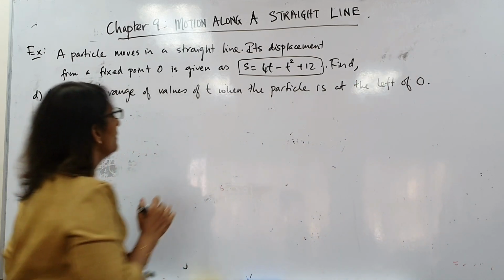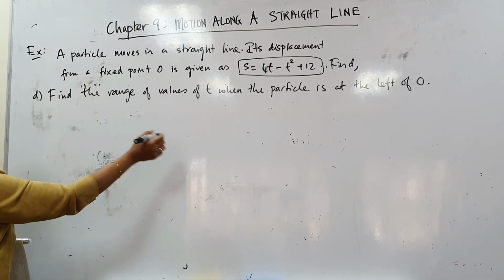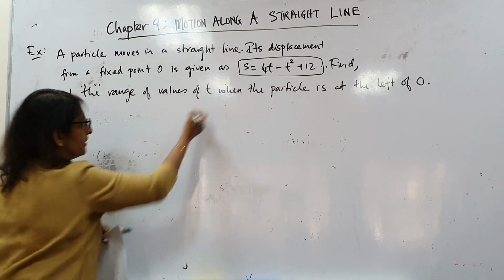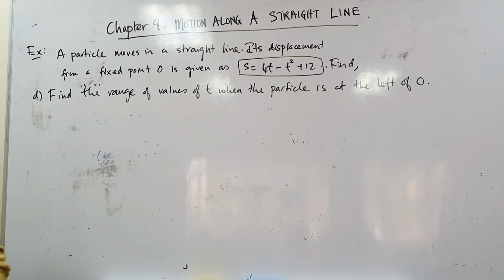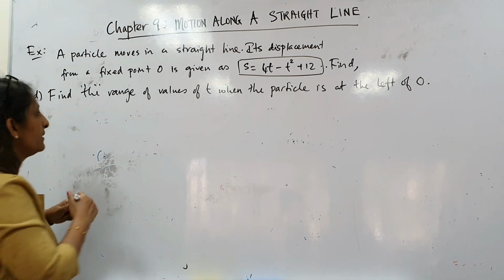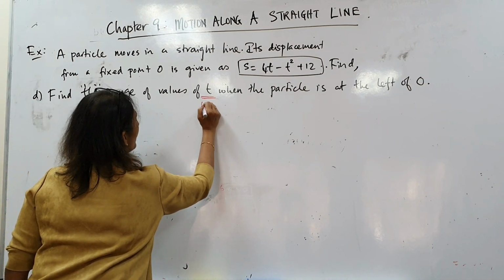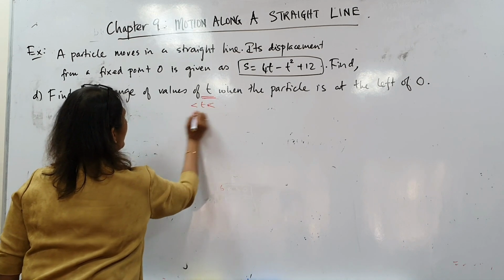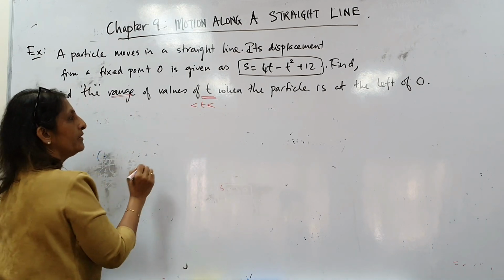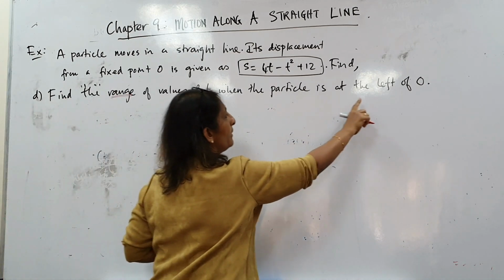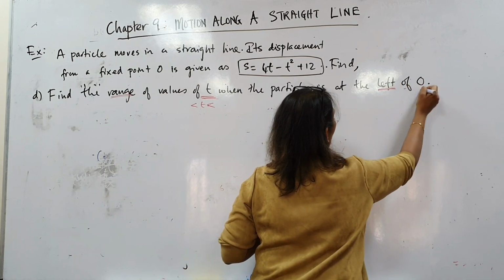Okay. Alright. So what do you want to find here? Find the range of values of t. In other words, let's identify what you want to find and what is given. Find the range of values of t. So this is what I want. What is t? That means from what to what range? T is from where to where? When it is on the left of O.